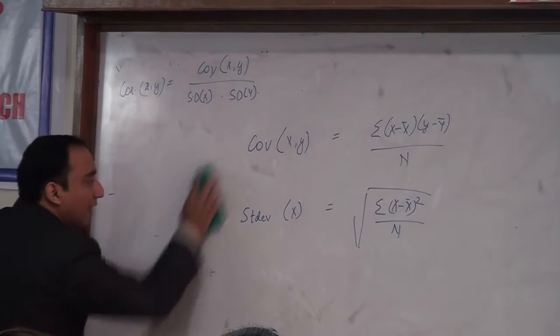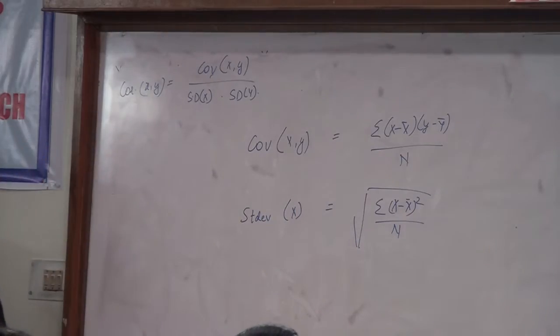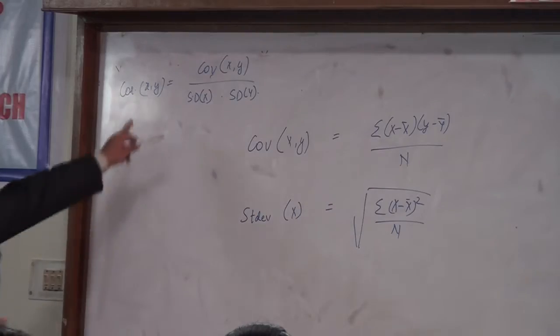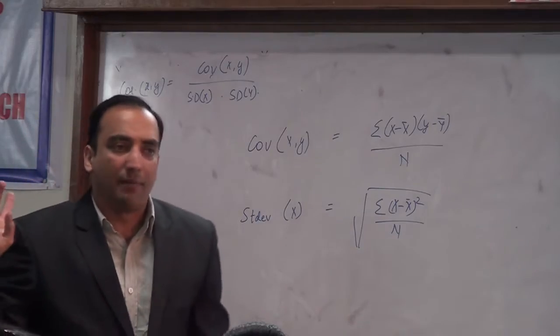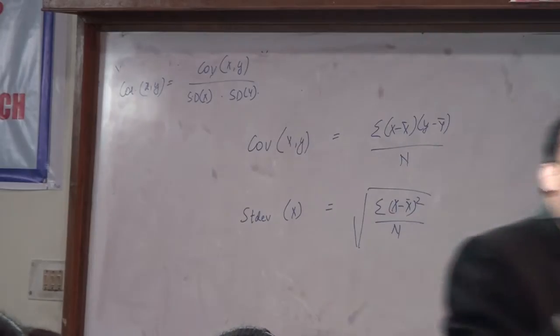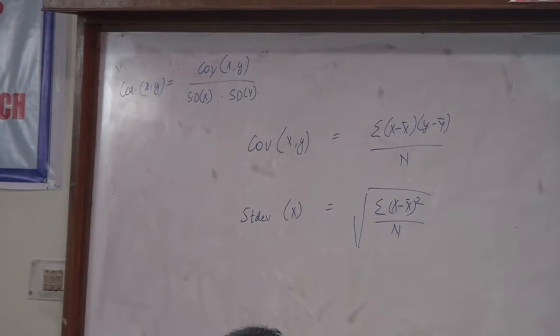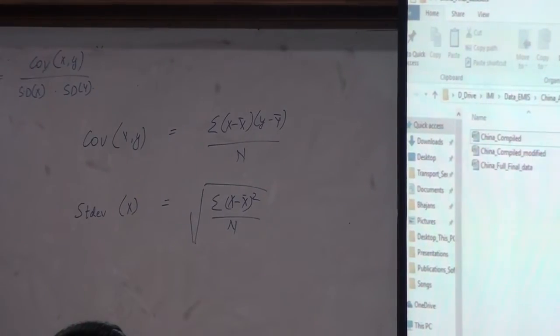Is this clear? So far this is clear? Now there is only one thing which will make your regression always clear. In correlation, there is no distinction between dependent and independent variable. If you want to write down, you can write down this point. In correlation, there is no distinction between dependent variable and independent variable.